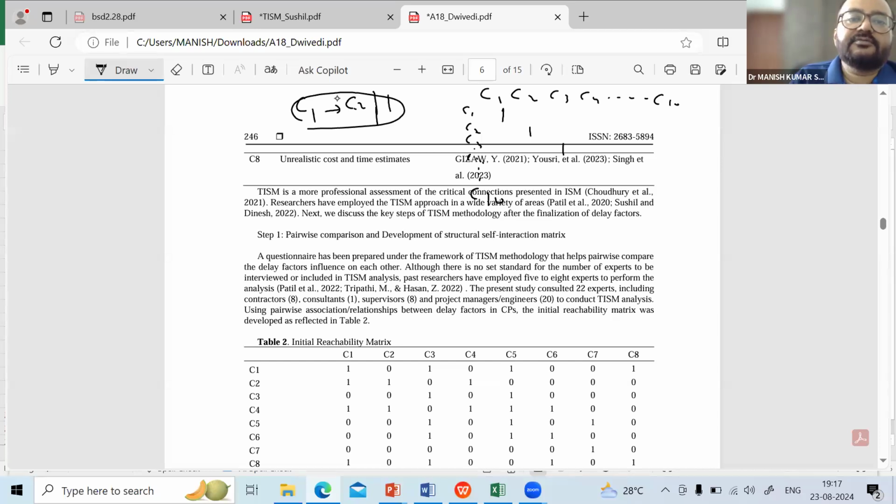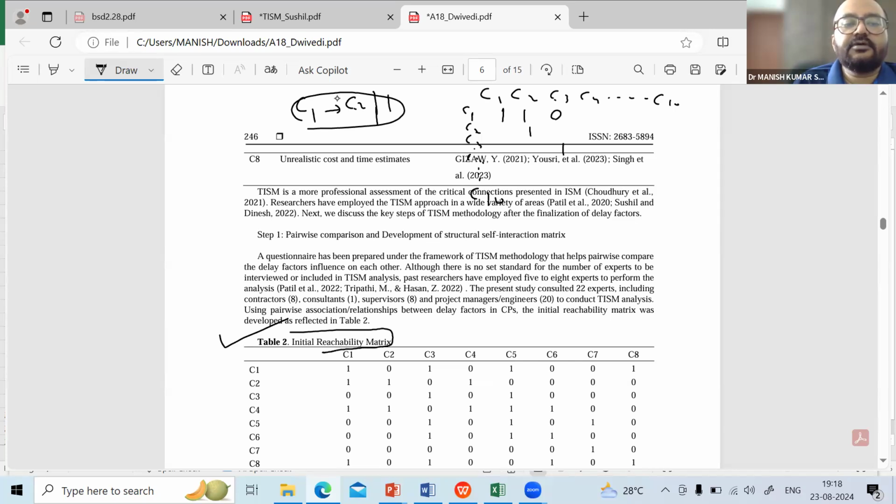Now, my first question was whether C1 is influencing C2. If it is yes, you will write 1. If it is no, you'll write 0. For example, you have asked whether C1 is influencing C3 or C1 enhances C3. This question was there, and more than 50% of people have said no. So you'll write 0 here. So this is what we are doing. Actually, we are creating this initial reachability matrix.